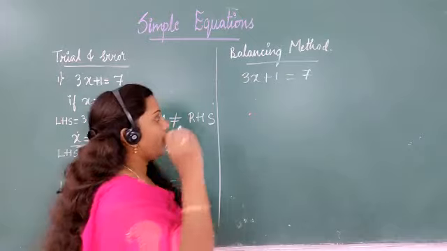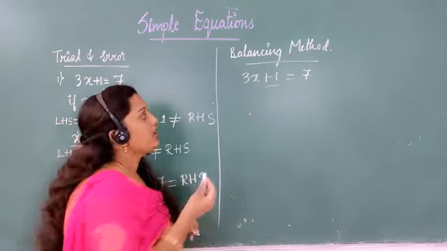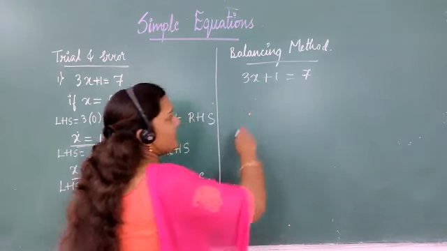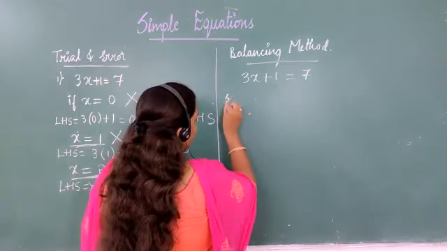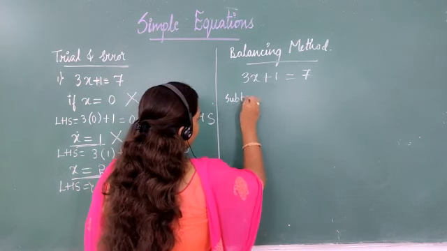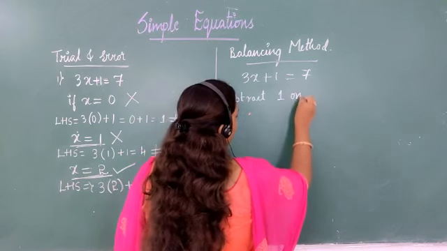Okay, first now I don't want this plus 1. I have to remove this plus 1. So what I will do, I will subtract 1 from both the sides. Okay, subtract 1 on both the sides.